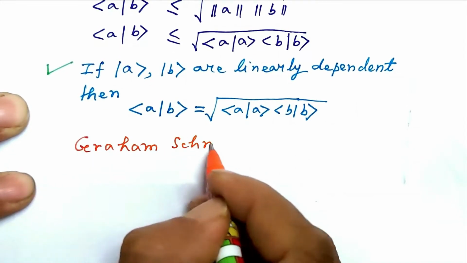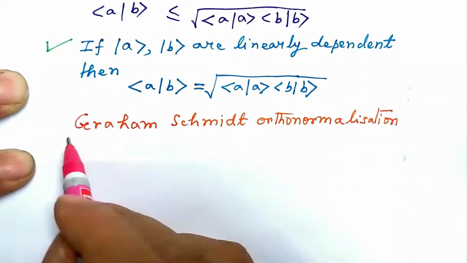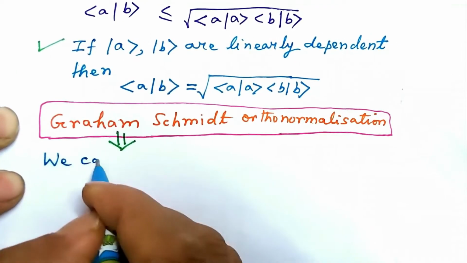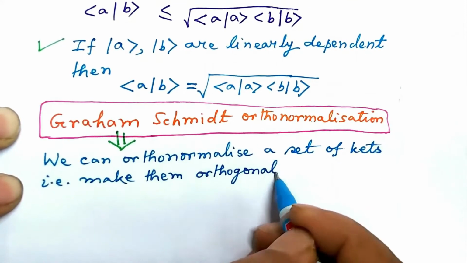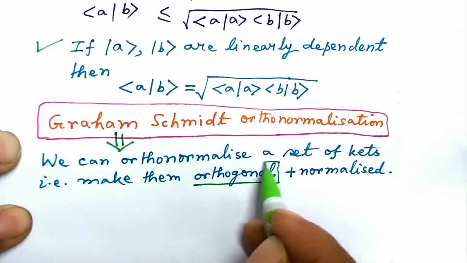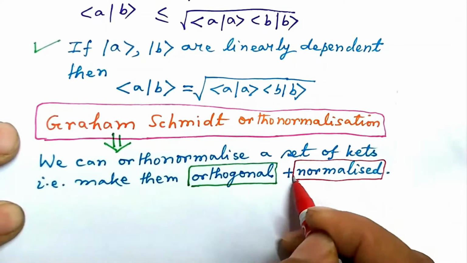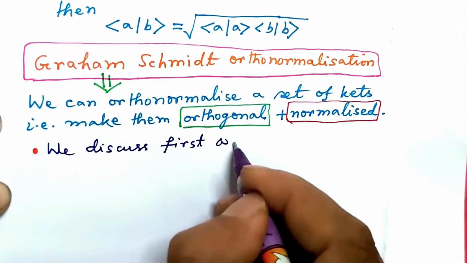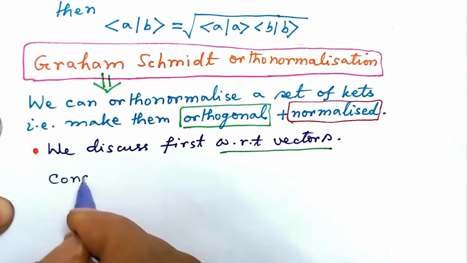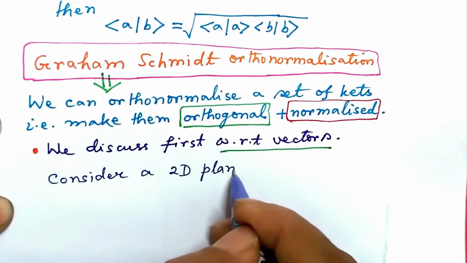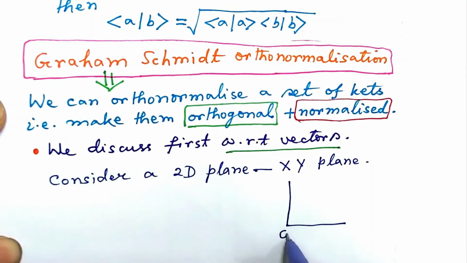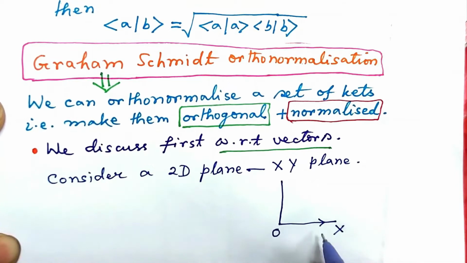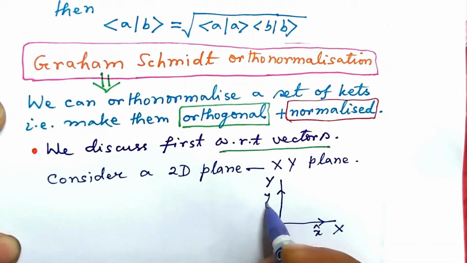Now let us discuss Gram-Schmidt orthonormalization. We can orthonormalize a set of kets, that is, make them orthogonal plus normalized. We discuss first with respect to vectors. Consider a 2D plane, say the xy plane. This is origin O. This arrow is the x-axis. This is x hat and this is y hat.